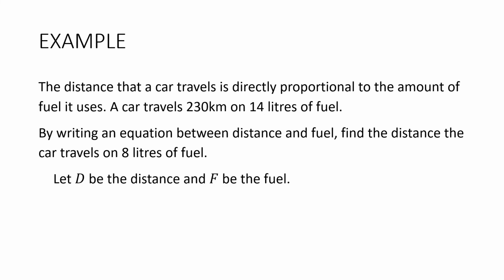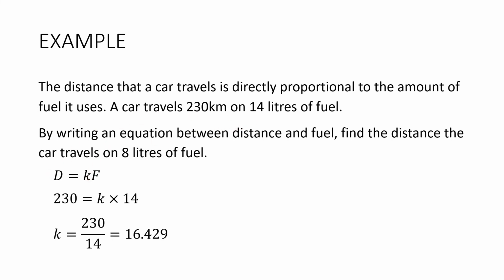Let d be the distance and f be the fuel. And we're told that d is proportional to f, which means that d equals kf. Now let's find the value of k. Somewhere in the question we'll have been given a pair of values. So we substitute in 230 for d and 14 for f. And solving to find the value of k, k is equal to 16.429. Now k will have a real life meaning. In this case, it is kilometers per litre. It's a rate. So this particular car gets 16 kilometers per litre.